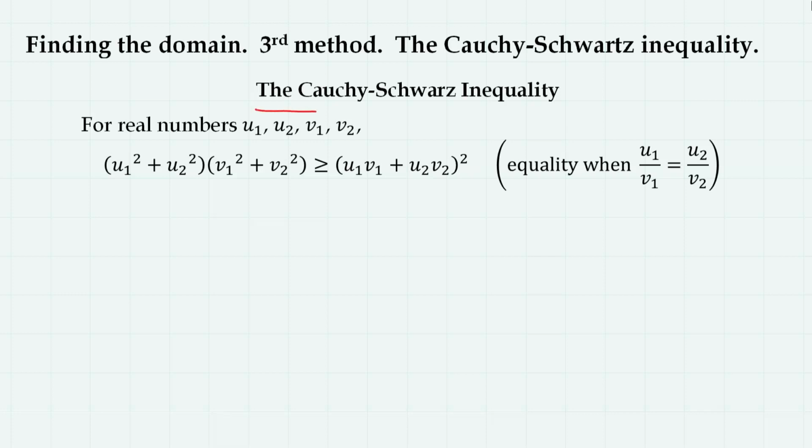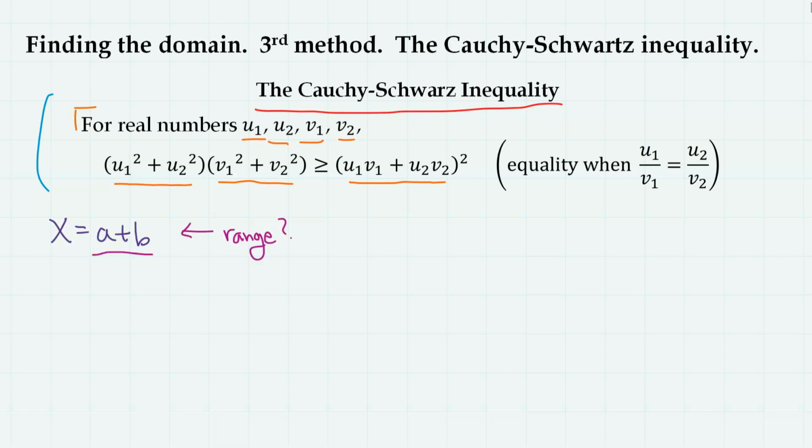Here, we will use the Cauchy-Schwarz inequality. It's actually more general than what is shown here, but for our specific problem, we only require some of the simplest forms of the Cauchy-Schwarz inequality, which is, for real numbers u1, u2, v1, and v2, (u1 squared plus u2 squared) times (v1 squared plus v2 squared) is greater than or equal to (u1 v1 plus u2 v2) squared.